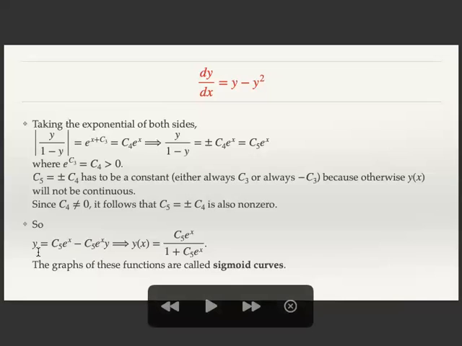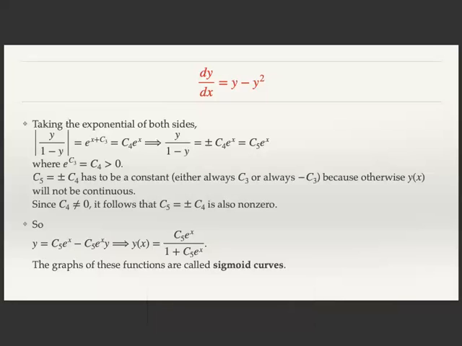Okay, and now I group together the terms containing y. So y times 1 plus C5 e to the x is equal to C5 e to the x. And finally, I divided by 1 plus C5 e to the x, and I got this, that y is equal to C5 e to the x over 1 plus C5 e to the x. And this is called a sigmoid curve, as we'll see a little bit later in the course.